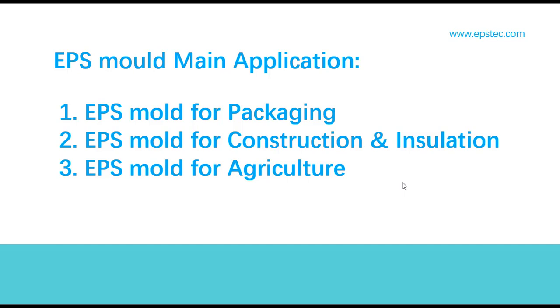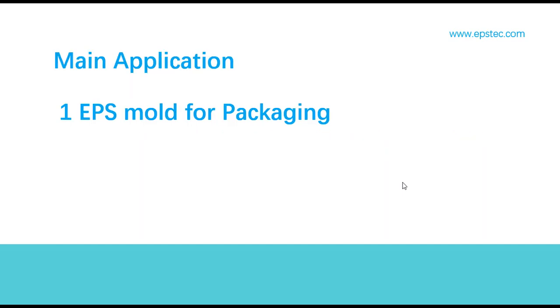The EPS mold has three big applications. The first one is for packaging. The second one is for construction and installation. The third one is for agriculture. Let's start from the first one.